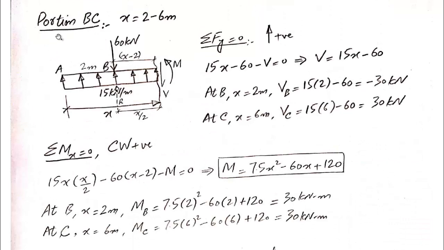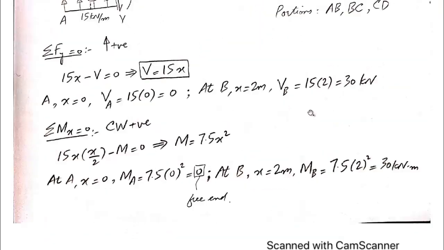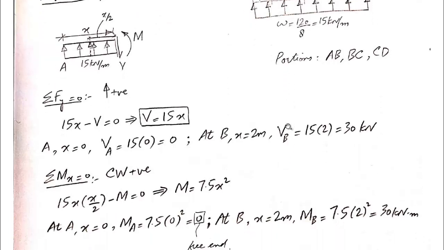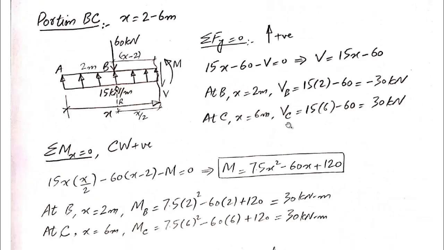Next portion is portion BC. So if I cut a section here and I want to consider the entire left part of the beam, then I will have this UDL up to the section and this point load 60 kilonewton acting at point B. So let's see how this free body diagram looks like. So we have this free body diagram. This is point A, point B, and the section is cut somewhere after point B.